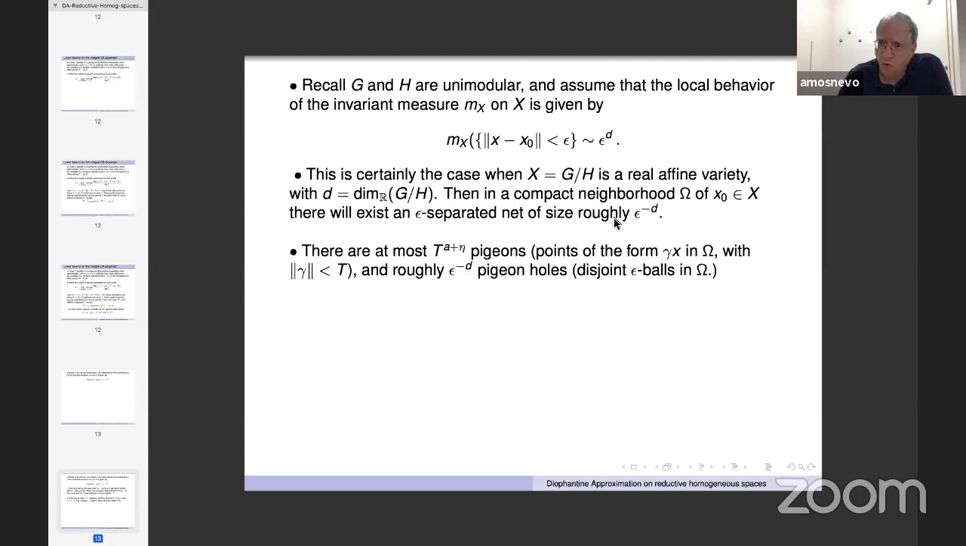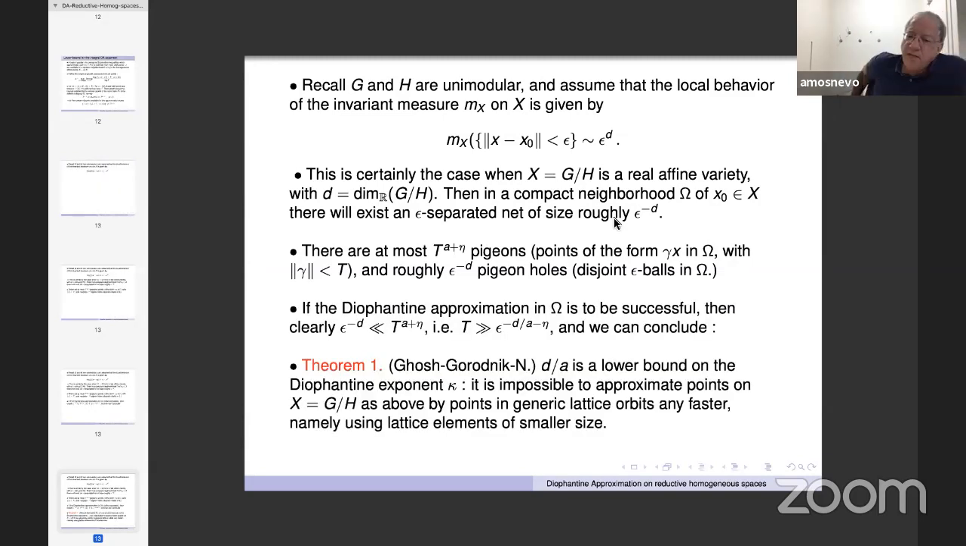And so if the Diophantine approximation is to be successful, then clearly you have to have more pigeons than pigeonholes. And so T to the A is at least epsilon to the minus D. And so that means that T is at least epsilon to the minus D over A. And we can conclude that D over A is a lower bound on the Diophantine approximation exponent kappa. It's impossible to approximate points on X equals G mod H as above by points in generic lattice orbits any faster, namely lattice orbits of small size.